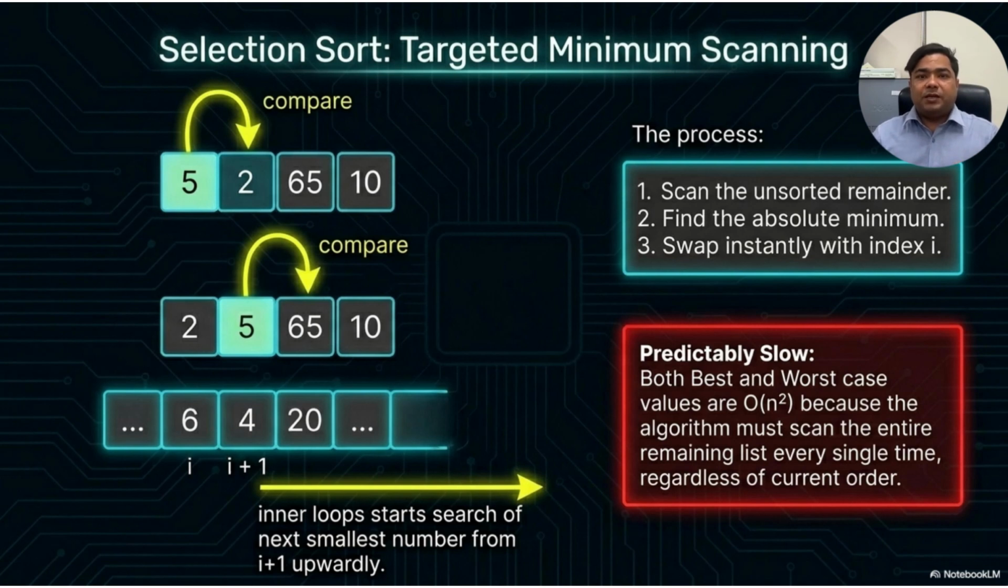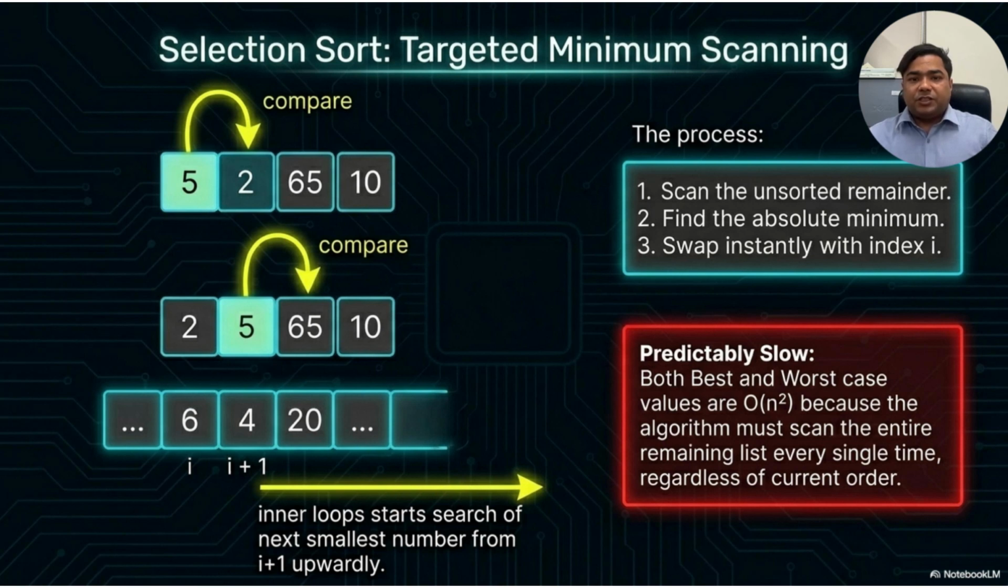This slide explains selection sort. Selection sort works by repeatedly finding the smallest element from the unsorted part and placing it in the correct position. The process is shown clearly on the right side. Step 1, scan the unsorted remainder. Step 2, find the absolute minimum. Step 3, swap it instantly with index i.